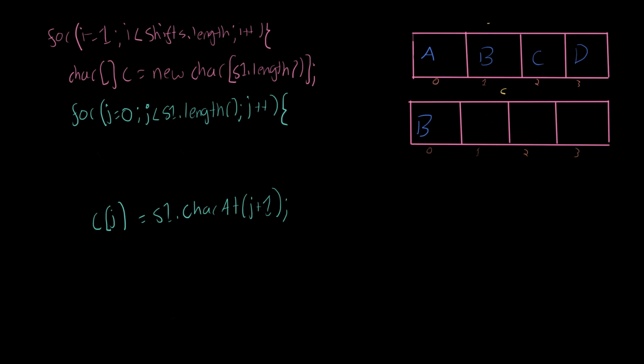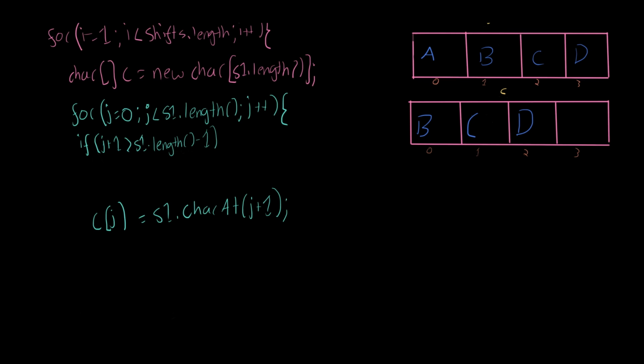And when j is equal to 1, c at 1 is now C. And when j is equal to 2, c at that index is now D. And when j is equal to 3, this means c at the 3rd index would equal S1 at the 4th index. But we can see that S1 doesn't have a 4th index. And so we have to put a check inside this for loop saying if j plus 1 is larger than the last index of S1, which we can represent as S1.length minus 1, which is just a way to represent the last index of any string.